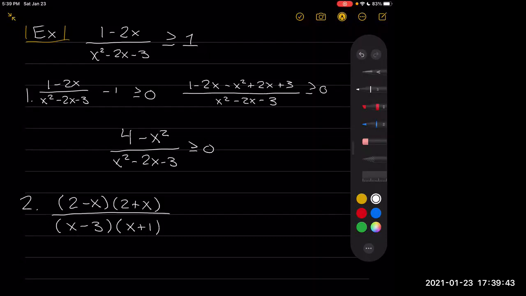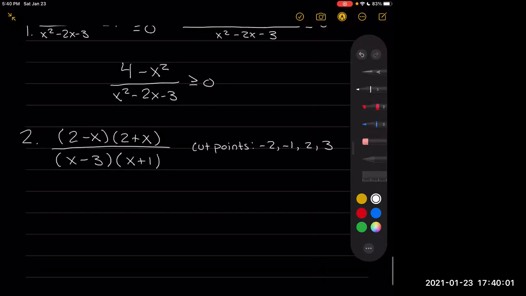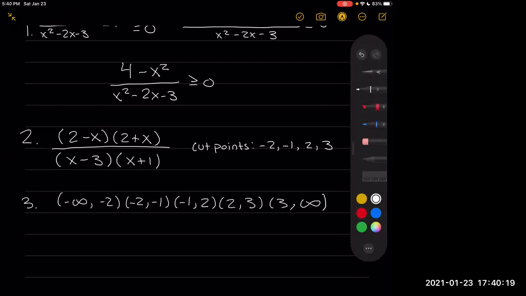All right, and so here our cut points are -2, -1, 2, and 3. Because these are where we will have zeros in either the numerator or the denominator. So that means that our intervals are -infinity to -2, -2 to -1, -1 to 2, 2 to 3, and 3 to infinity.